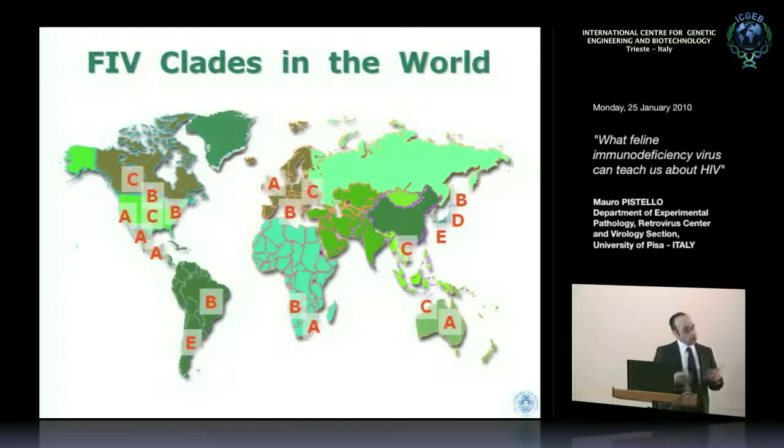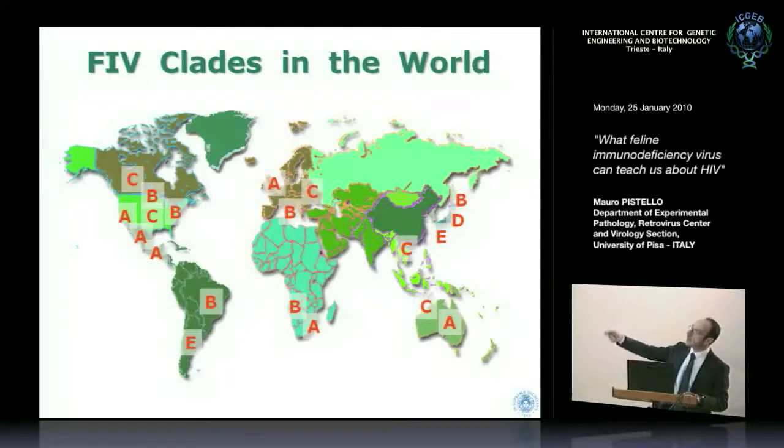Like HIV, there are several clades in the world. The prevalence of these genotypes depends on the geographical area considered. There are at least five subtypes. Probably there is a sixth one that has just been discovered. And interesting, in some geographical areas there is a mixture, for instance, in Japan, in which for unknown reason the virus is highly prevalent. There is a very high incidence of infection in Japan, no matter the cat lifestyle.